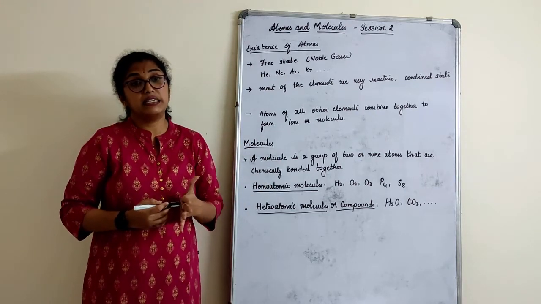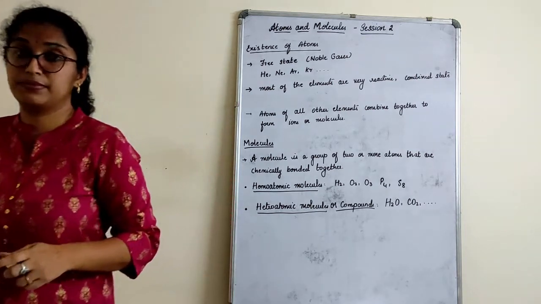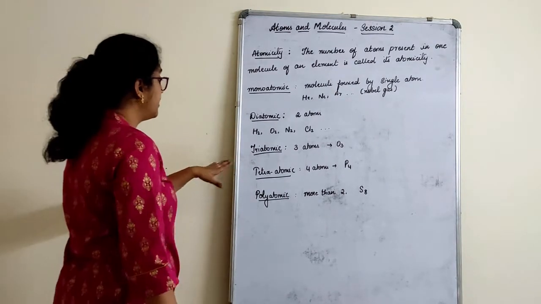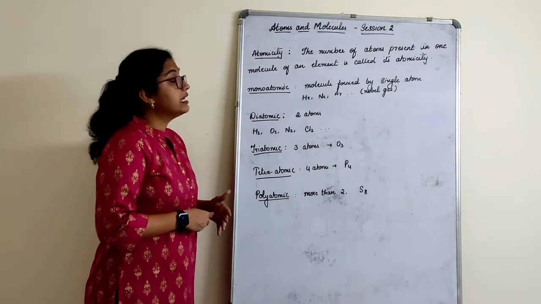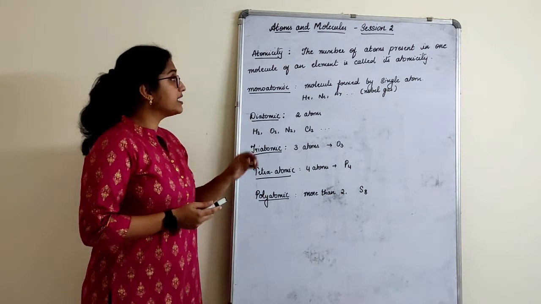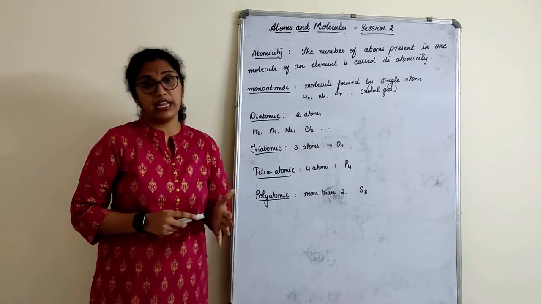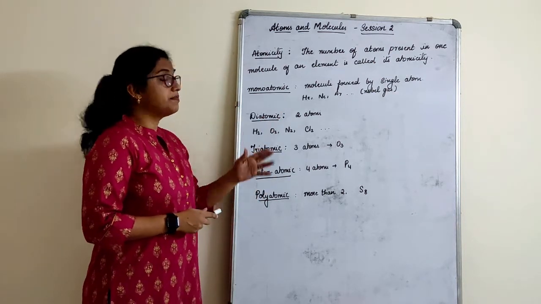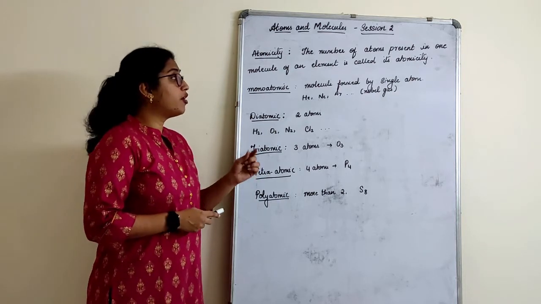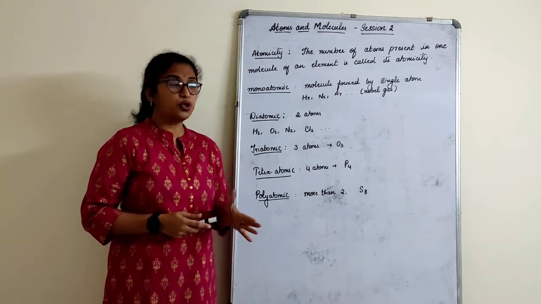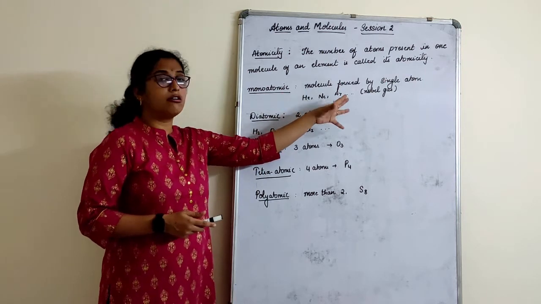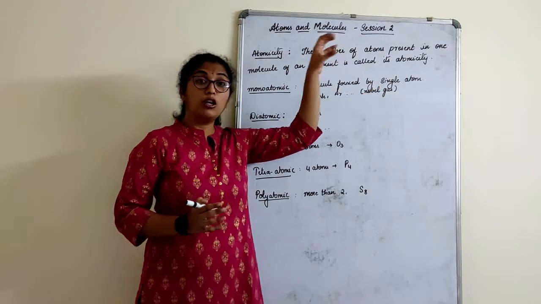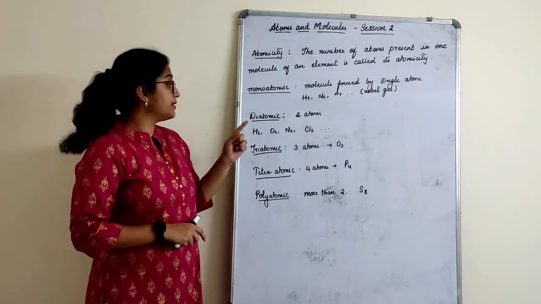Now next let us understand about atomicity. Atomicity tells us the number of atoms present in one molecule of an element. That represents the atomicity of a given element. For example, what is monoatomic? A molecule formed by a single atom is called monoatomic: helium, neon, argon, krypton. Basically, all noble gases come under monoatomic.